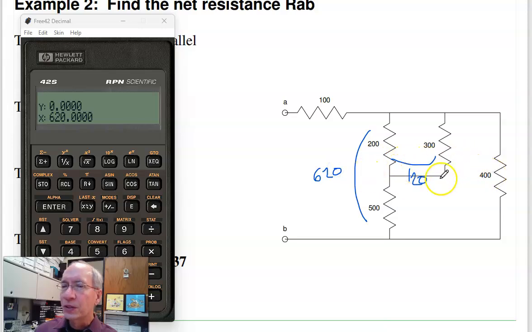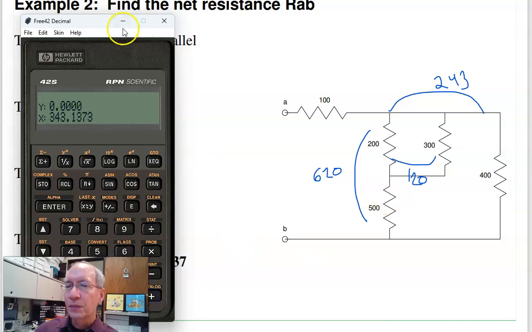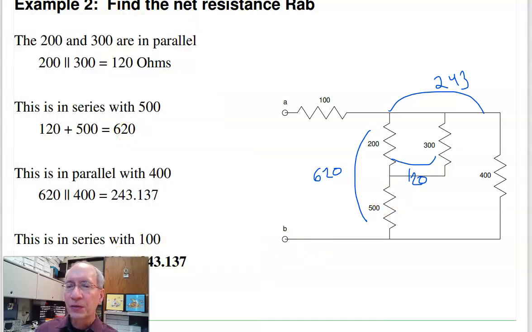That's in parallel with 400. In parallel, the inverses add. Take the inverse, 400, inverse, add. All this together is 243 ohms. In series with 100, 343 ohms. So the total resistance is 343.